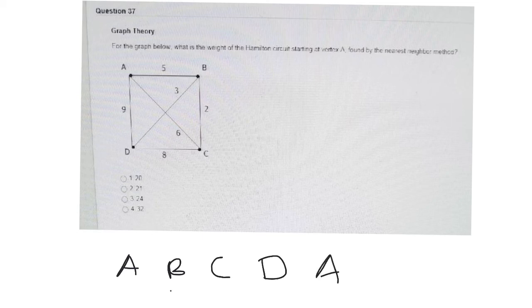Now they want to know what is the weight of the Hamilton method? Well, the weight is, in a sense, how much distance you traveled in that path using the nearest neighbor method. This is almost like the table problem that we did before, only visual. From B to C, it's 2. From C to D is 8. From D to A is 9. And then you just have to add all that up. You'd get 7, 15, 24. So it's going to be 24.